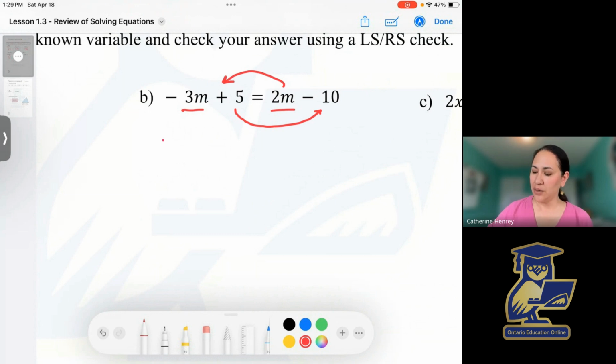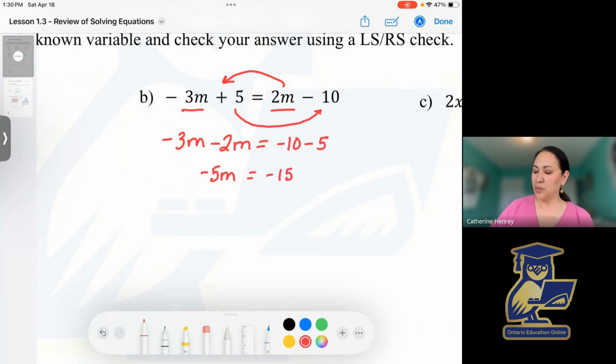So in this case, we'll have 3m. We didn't move that, so negative 3m, but we did move the 2m, so it's going to become negative 2m. I keep my equal sign lined up as close as I can. I'll have negative 10, which we didn't move, but we did move positive 5, so that's going to become negative 5. Now we combine our like terms. So negative 3m minus 2m will have negative 5m equals negative 10 minus 5 is negative 15.